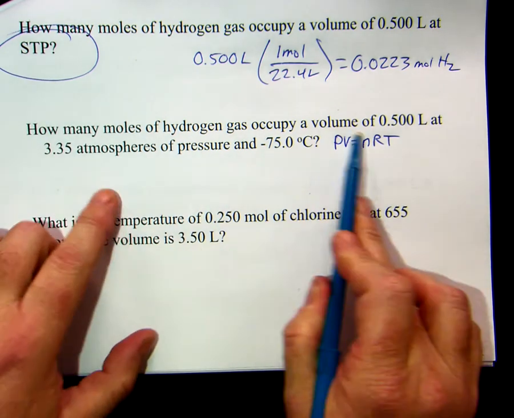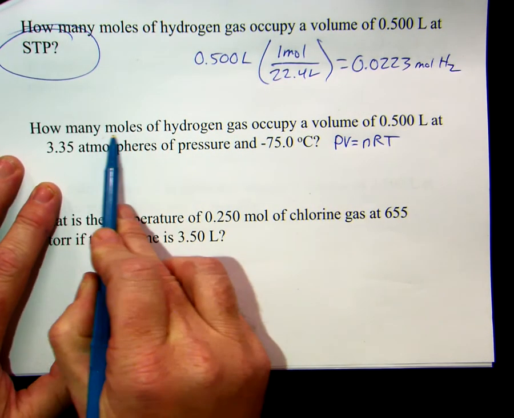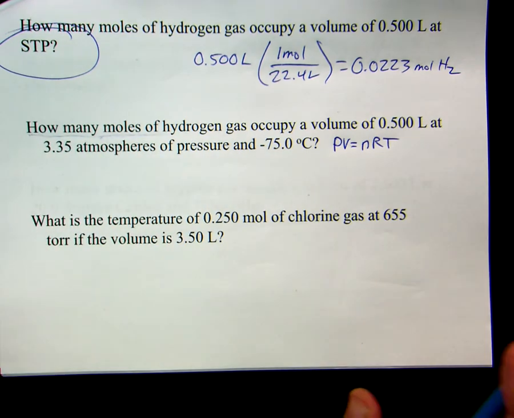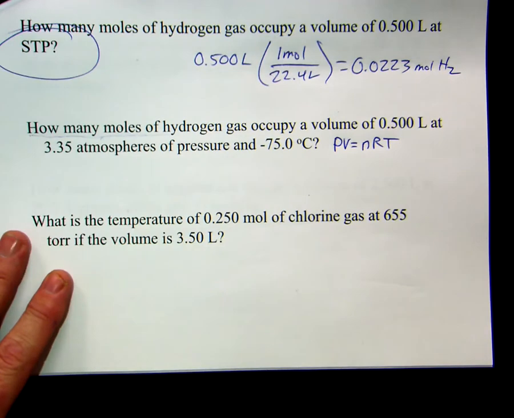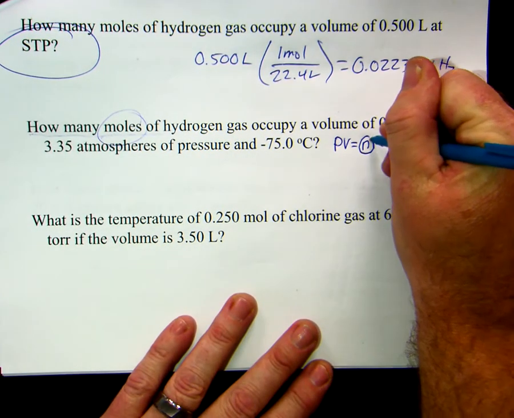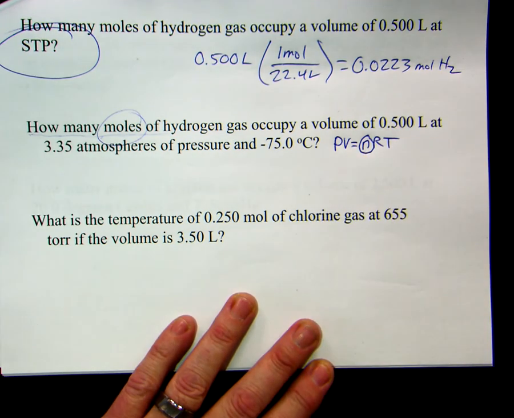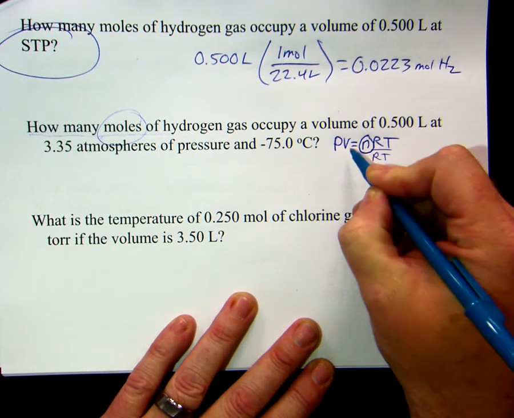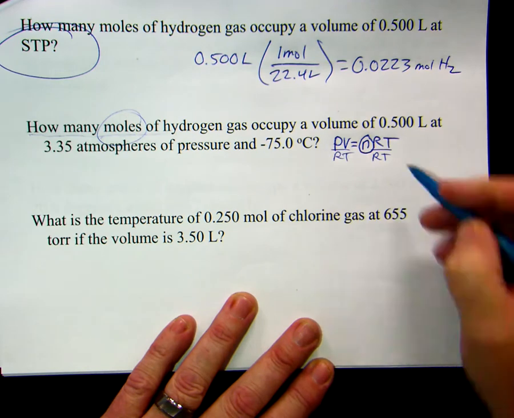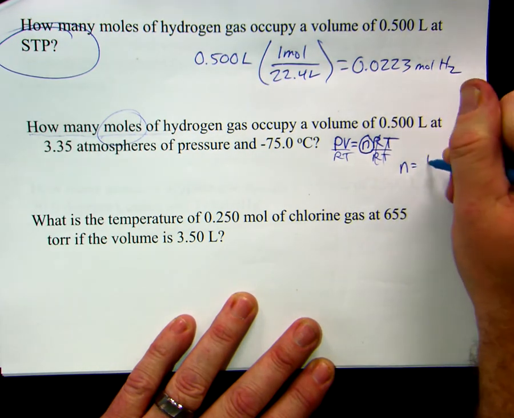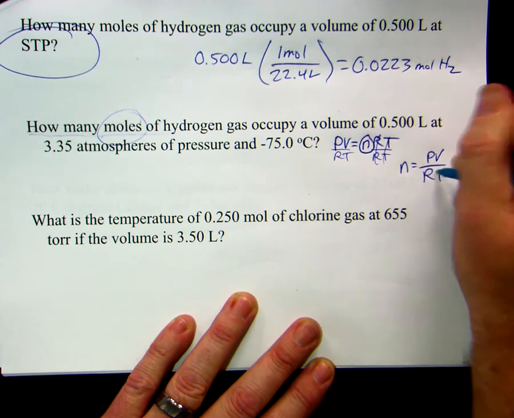And this question asks us to solve for moles. So what I'm doing is looking at this problem, not really even addressing it yet. I just want to see what it is I have to solve for. Moles. So what I like to do is find the variable I'm solving for and then isolate it using algebra. So I'm going to divide both sides by RT, and it cancels out over here, and what I end up with is n equals PV over RT.